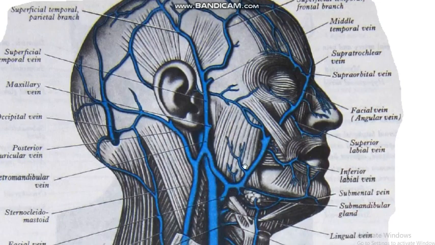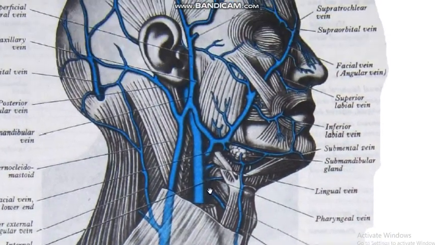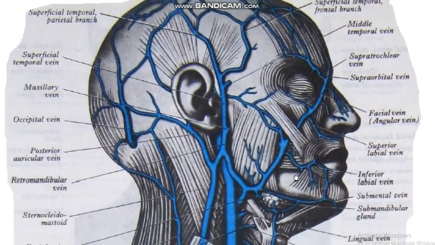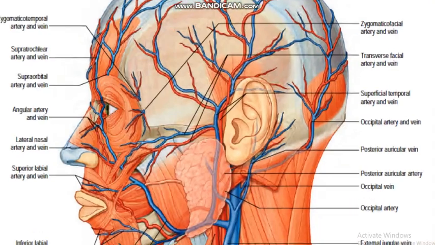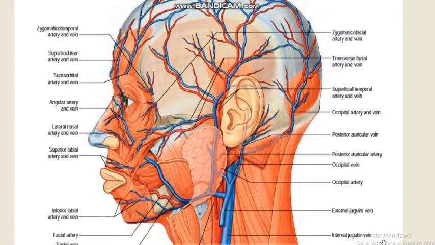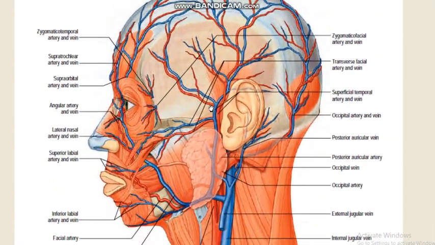Now if we look at this in another picture, this picture is from an older edition of Gray's Anatomy. If we look at it from a newer edition of Gray's Anatomy, this is what the picture will look like. You see, in this picture, a bit more colorful, you can still make out the facial vein, the supraorbital and supratrochlear veins joining to form the angular vein, and then the angular vein taking on the veins of the nose, upper lip, lower lip, and then joining with the anterior division of the retromandibular vein.